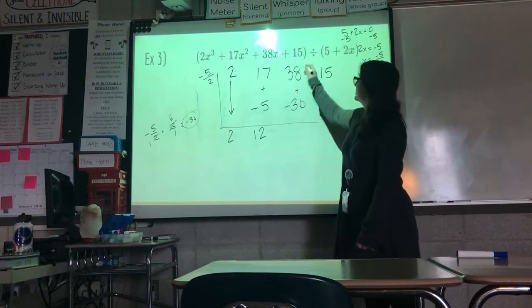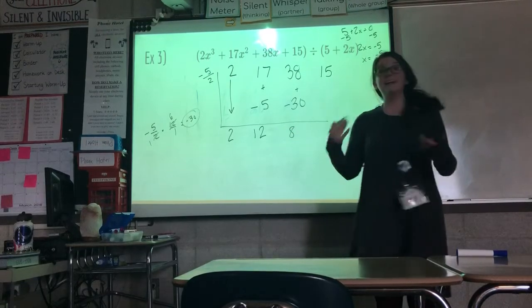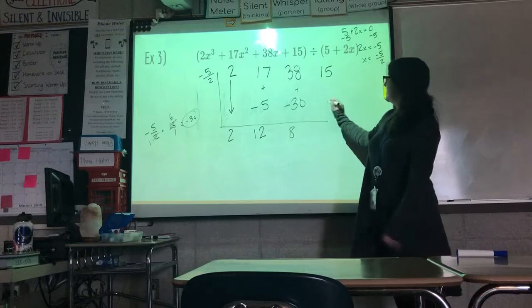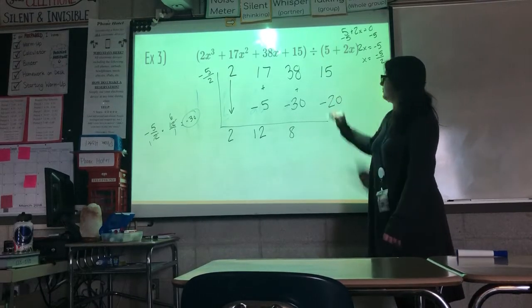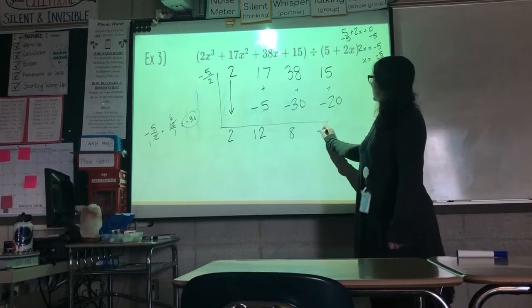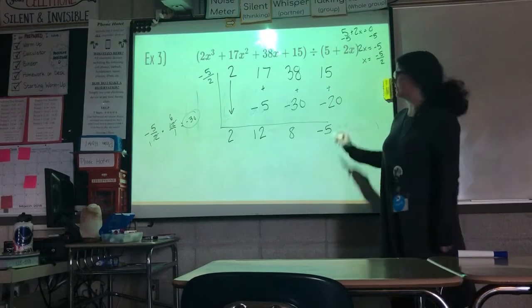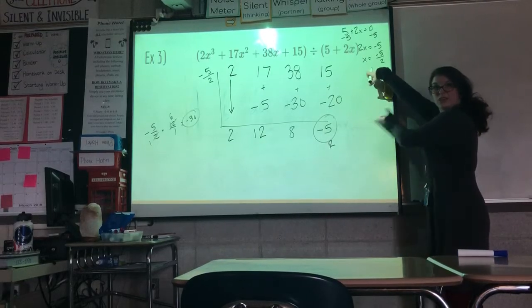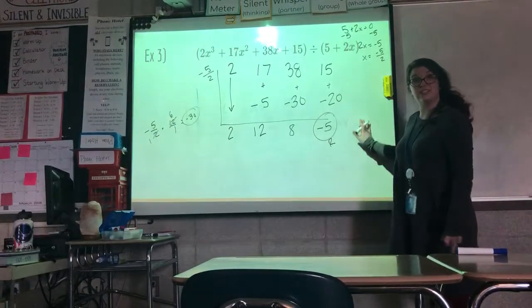Add them down. Positive 8. Again, even number, beautiful. Negative 5 over 2 times 8 is going to get me a negative 20. Final step, add them down and end up with negative 5. This right here, that's my remainder because I have nothing left over here. My synthetic division has stopped.